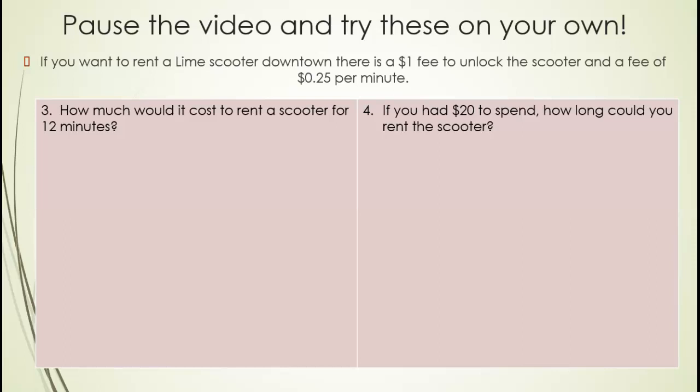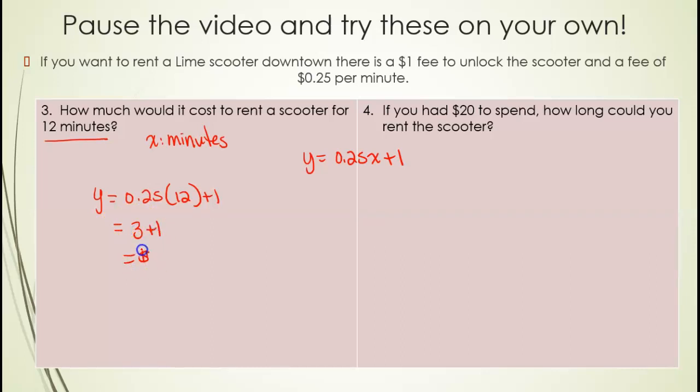Good job. All right, go ahead and pause the video and try these two on your own. Same problem. I want you to use your equation that we wrote. Remember, it was 0.25x plus 1 is equal to y. Use that for both of these equations. Go ahead and pause the video and try these on your own now. Welcome back. You should have noticed that this said 12 minutes. Well, we already said x stands for our minutes. So we're substituting in y equals 0.25 times 12 plus 1. 0.25 times 12 becomes 3, so it's going to cost us $4 to rent the scooter for 12 minutes.